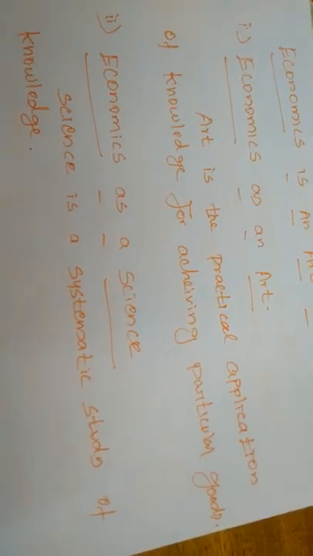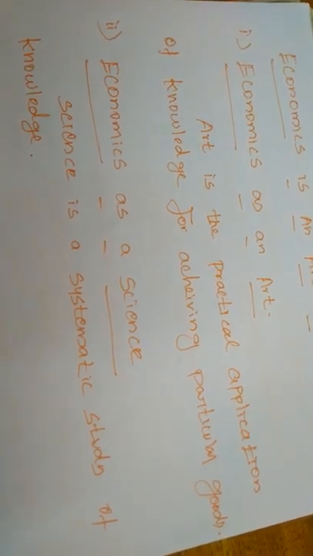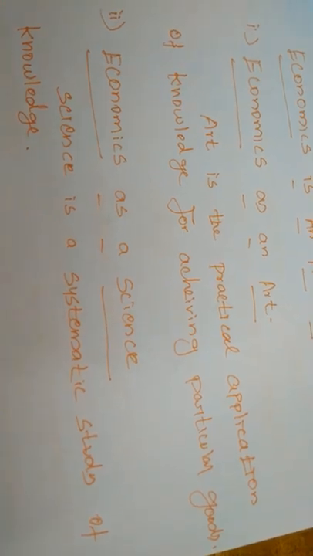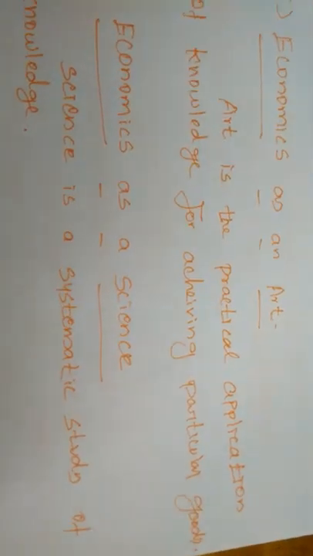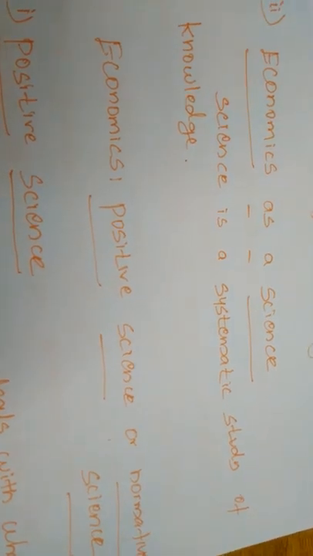And some of the classical economists, A.C. Pigou, Alfred Marshall and others, also considered economics as an art. Okay, right. Next, why do we consider economics as a science?